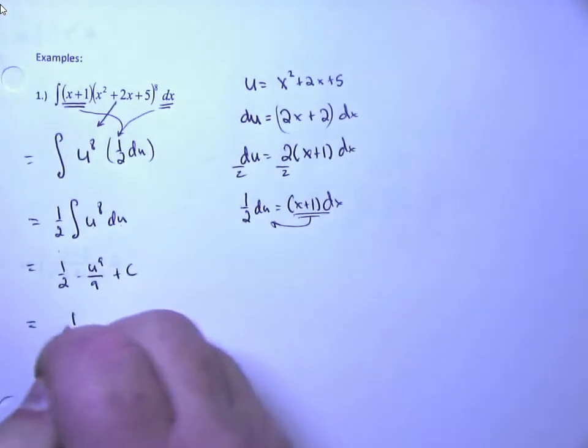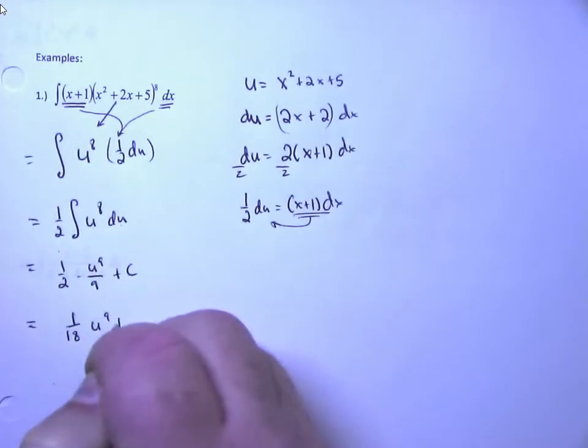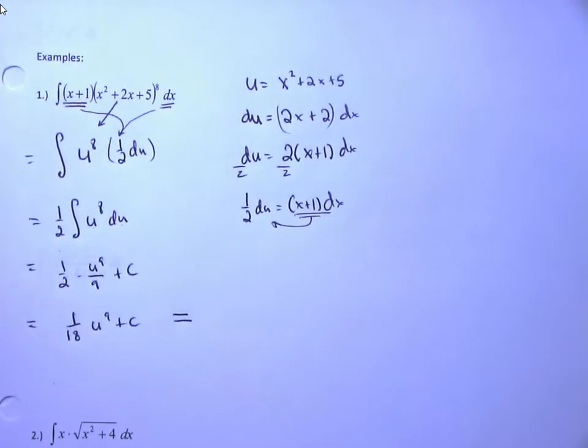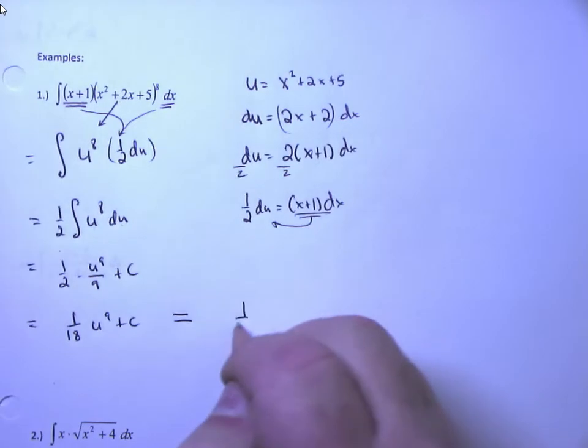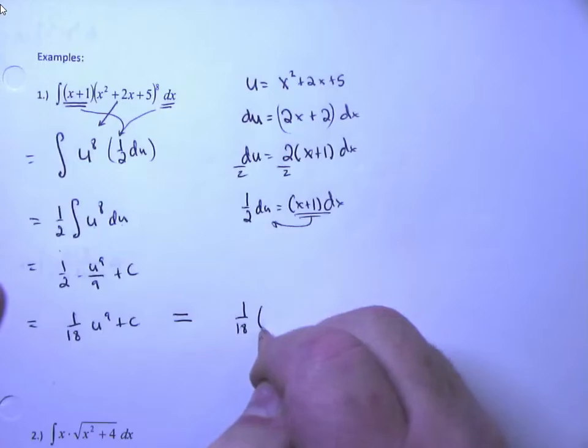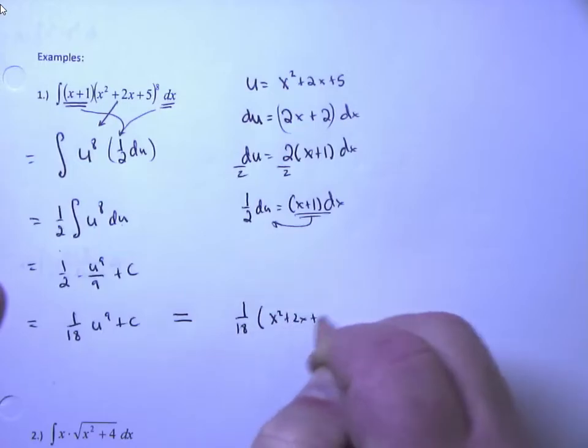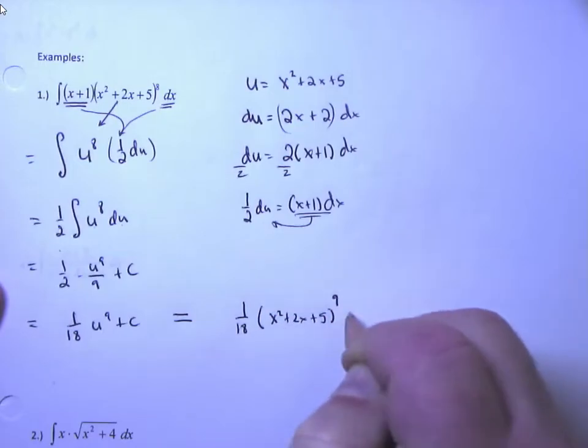Cutting them up, this is 1/18 u to the 9th plus c, which is equal to, and the last step you do is back substitution. Problem was in terms of x, answer's got to be in terms of x. This will be 1/18 times u, which is x squared plus 2x plus 5, raised to the 9th plus c.